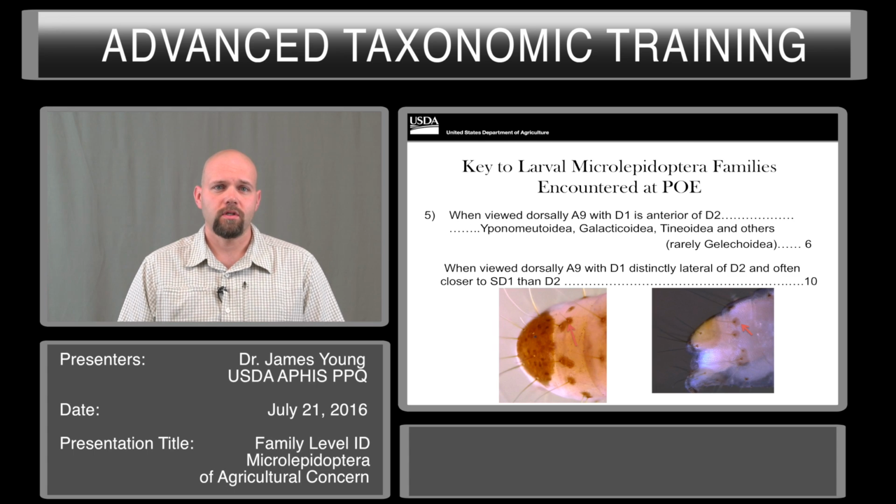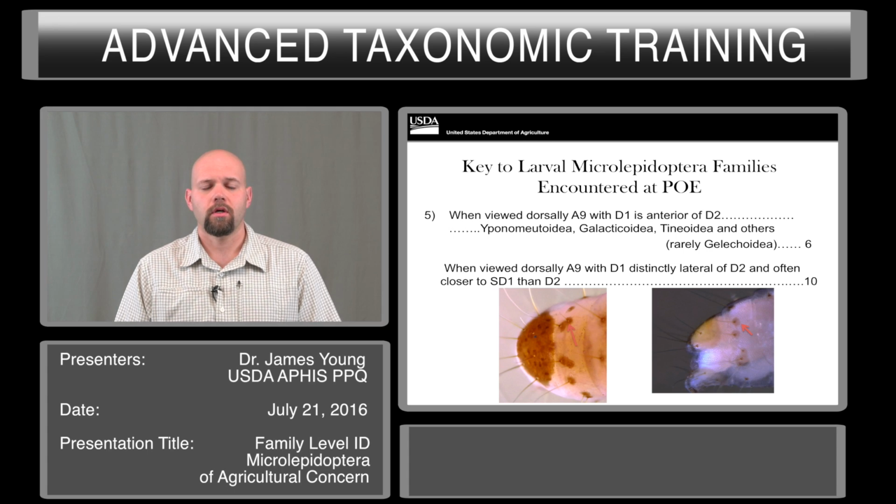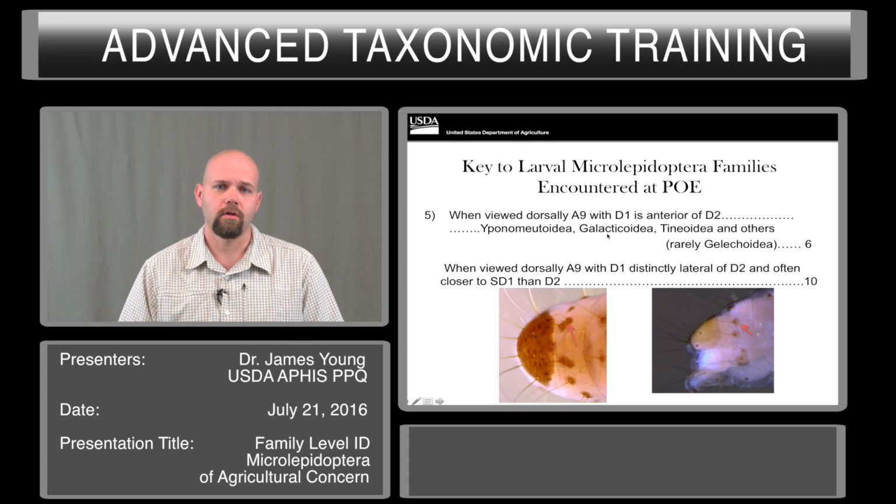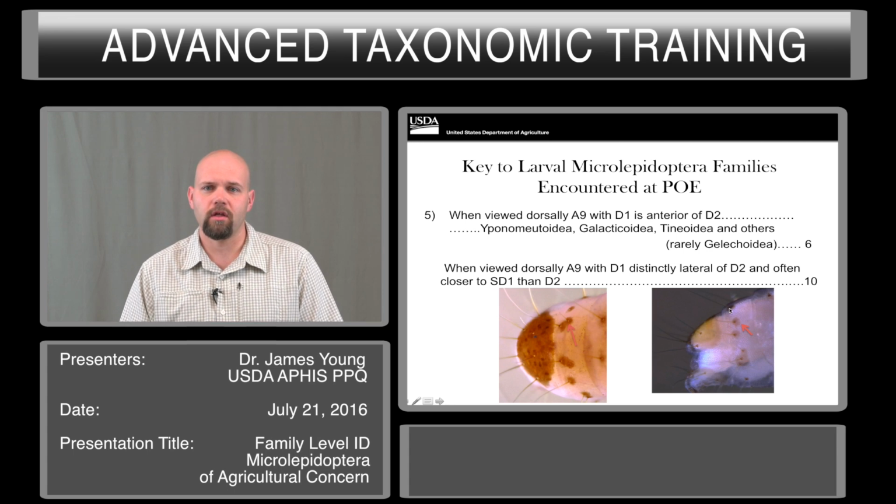In 5, we see A9. This character can be tricky to interpret. Essentially what you should do is draw a line through seta SD2 connected to SD1 and the L setae. If D is anterior of that line, you would use the first part of this couplet. If it is roughly in line with D2 and SD1, as it is here on the right-hand side, then you would go to couplet 10.